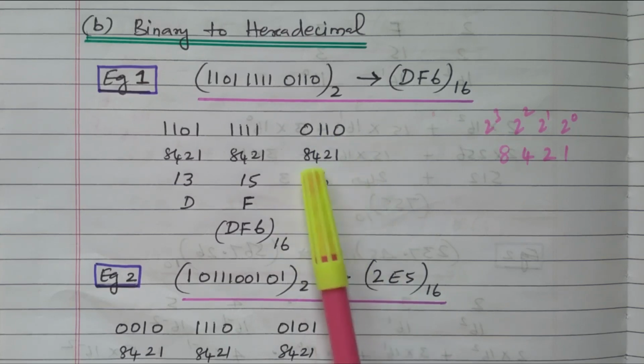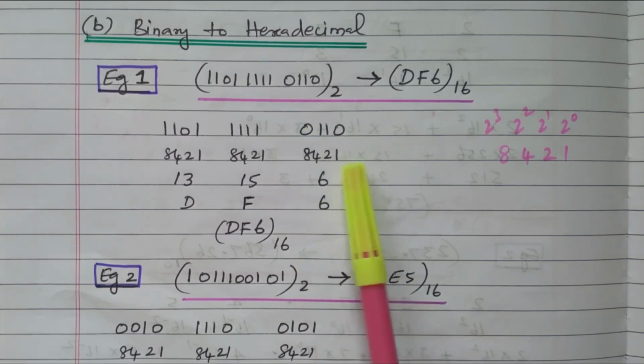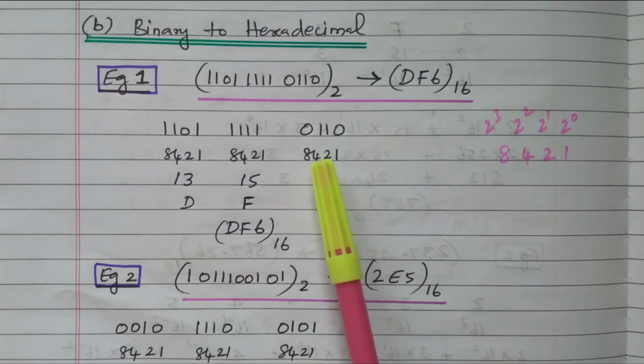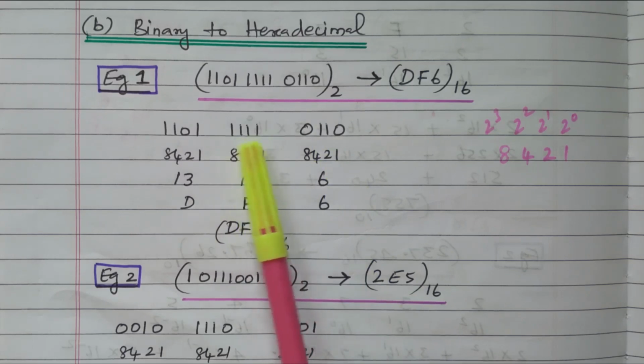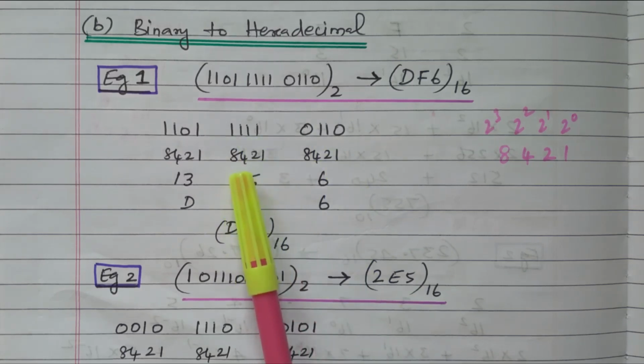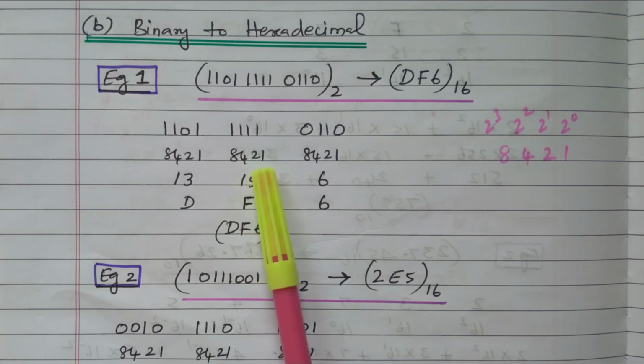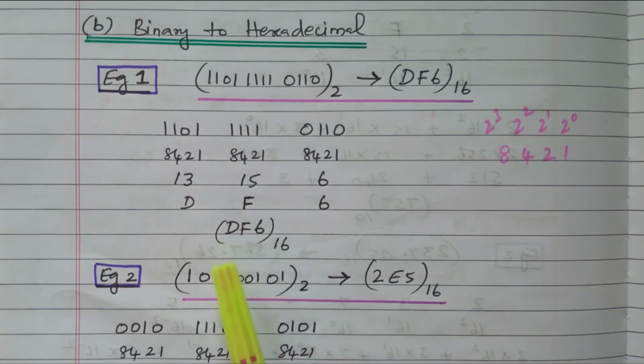Here the 8 and 1 are 0. 8 into 0, 1 into 0. Only this 1 into 4 plus 1 into 2. So 4 plus 2, 6. Here all ones are available. So 8 plus 4, 12. 12 plus 2, 14. 14 plus 1, 15. Right? All ones are available.